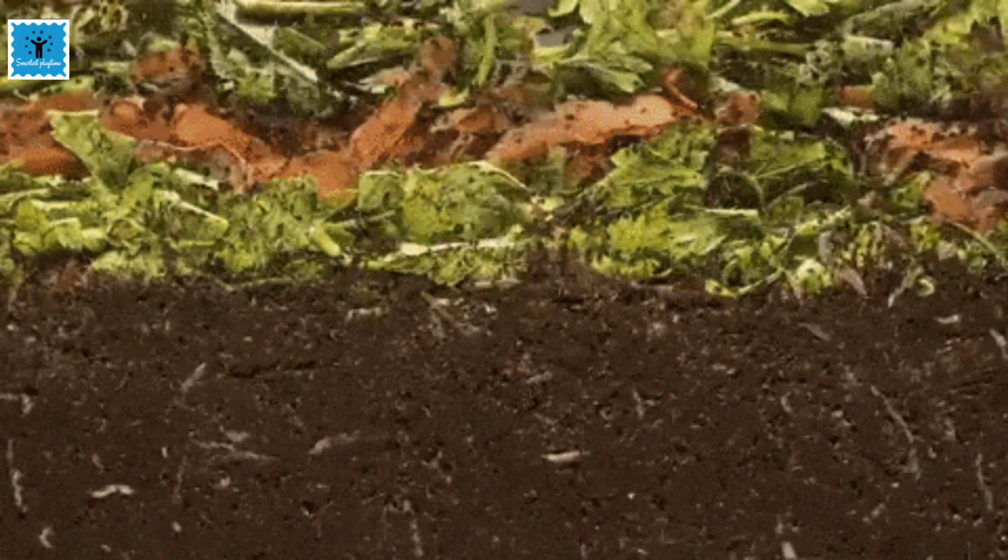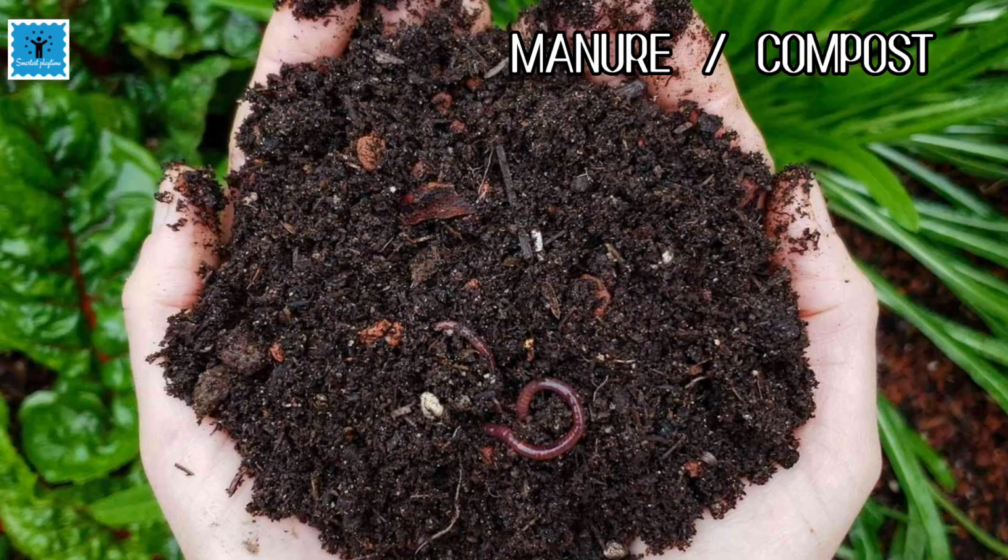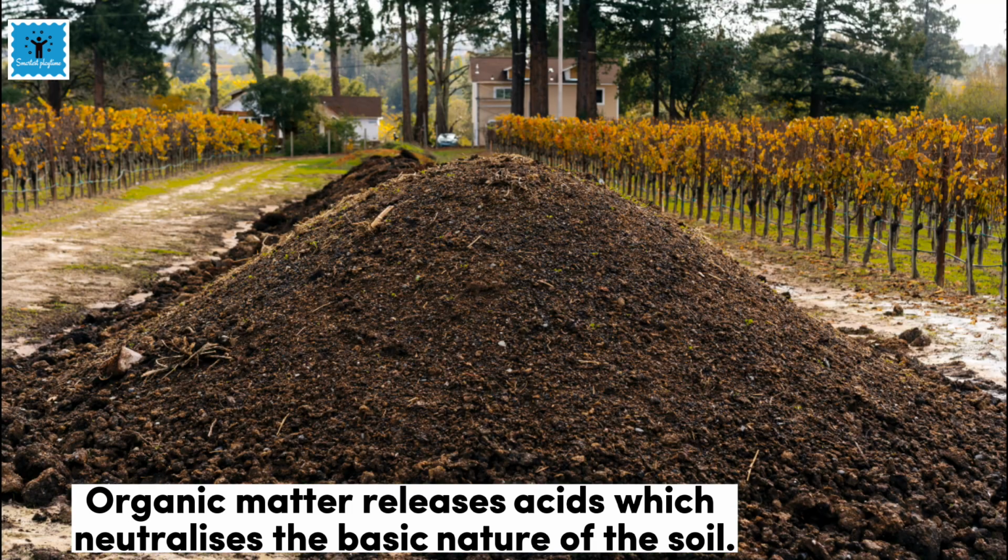And if the soil is too basic, decaying organic matter called manure or compost is added to the soil. Manure is added because it can release acids which can neutralize the basic nature of the soil.